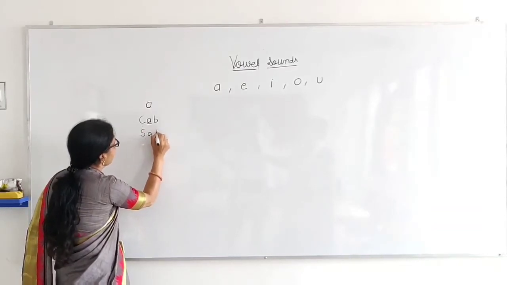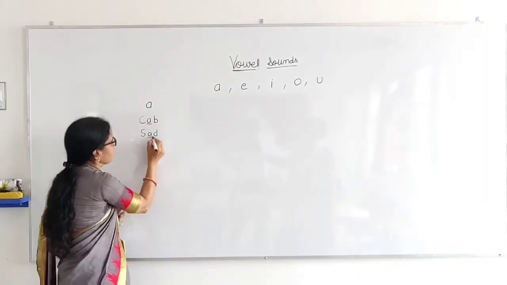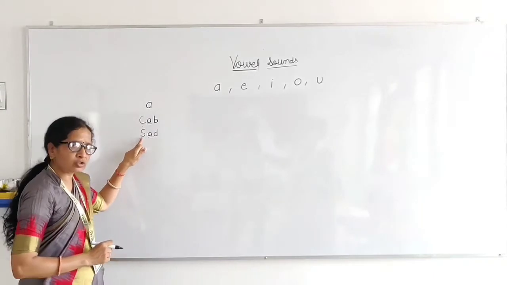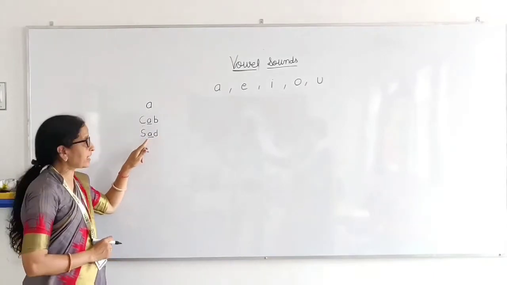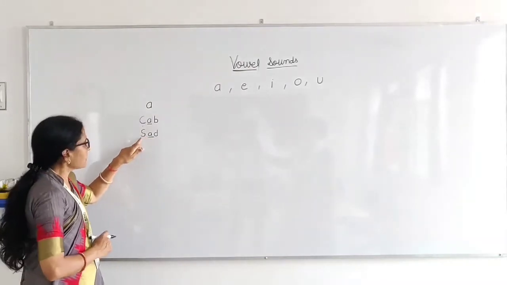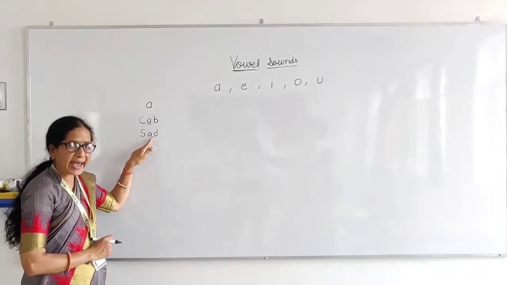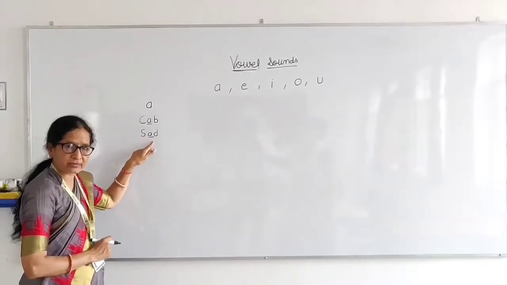Second word is S, A, D. S, A, D. The first letter is a consonant, the last letter is also a consonant, and the vowel is in between the two letters. S is the sound S. S, A, D. Sad.